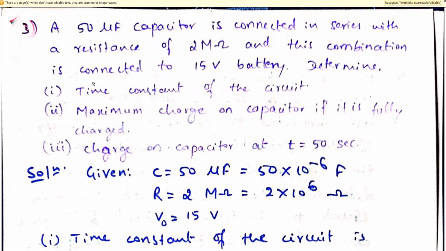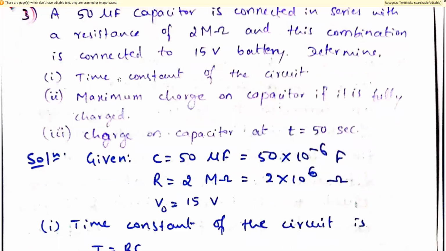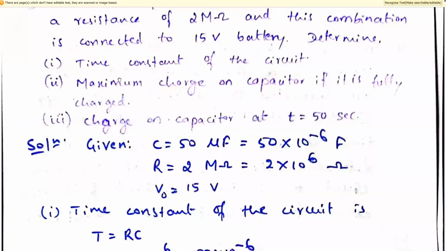Now one by one we'll calculate. So first you will find out the time constant of the circuit. This is a series RC circuit. You find the time constant. What is the formula? T is equal to R into C. Can you calculate? So for the time constant of the circuit, R is given, C is given. You have to calculate the time constant by taking the product of R and C. R into C.